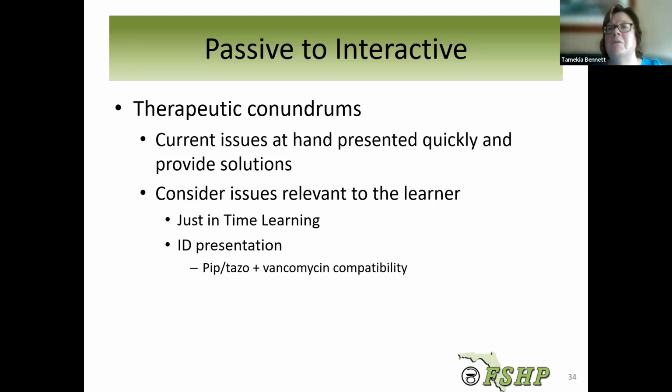So if you're a student or a resident and you're not sure what to present on, ask your pharmacist, what is it that you would like to know about? What issues are you struggling with? And set out to solve those issues.